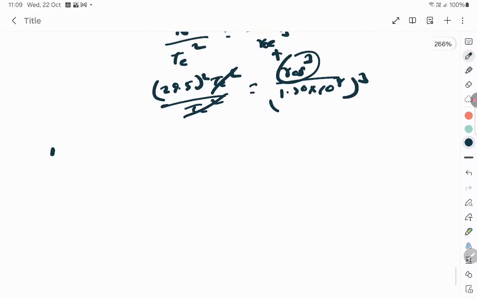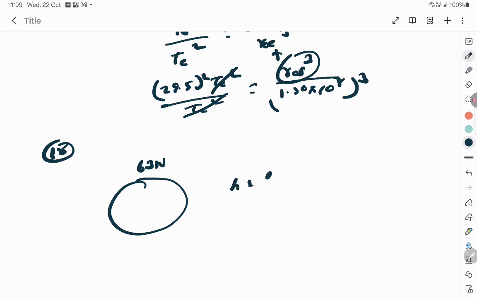Saturn. So let's go to 15th question. A body weighs 63 newtons on the surface of the Earth. What is the gravitational force on it due to the Earth at a height equal to half the radius, that is, h is equal to R by 2? So, gravity at a particular height formula.